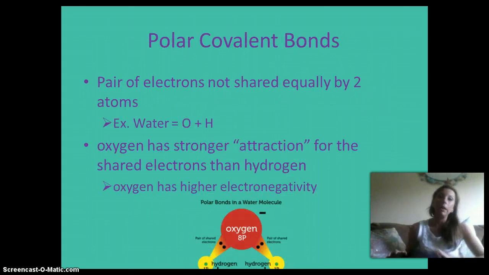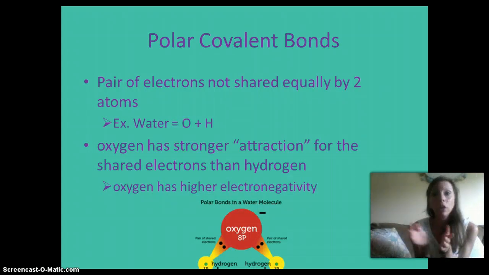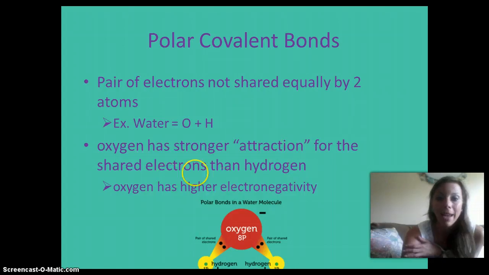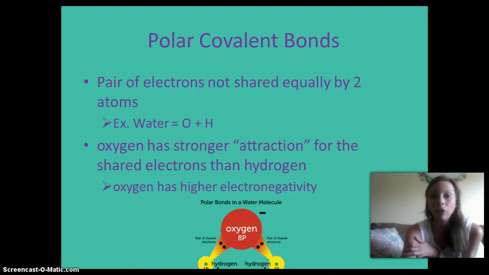Polar covalent bonds are what happens when electrons are not shared equally by two atoms. Water is going to be a polar molecule. So oxygen has a stronger attraction for the shared electrons than hydrogen. So oxygen has a higher electronegativity. So here we have only one electron on hydrogen, but they're being shared, so we have two, and we have 8 on oxygen, but they're being shared, so we have a total of 10.